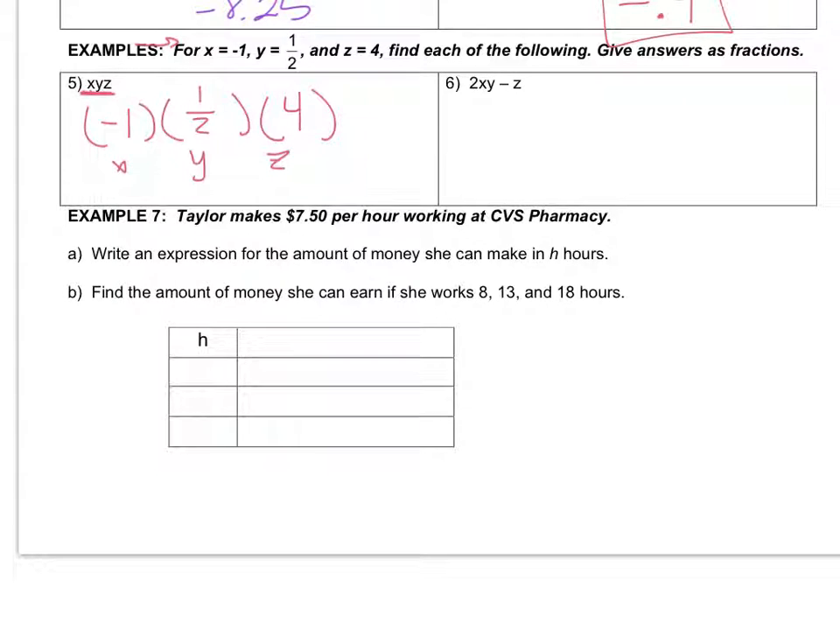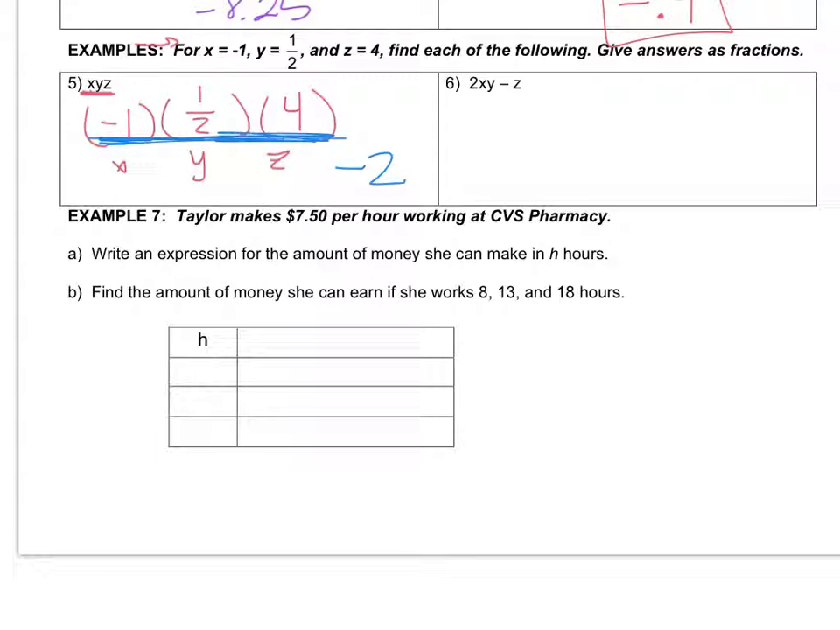Okay, now you can either do this in the calculator or you can also possibly do this in your head. You're just multiplying all 3 numbers. It doesn't matter which way you multiply. So if you multiply negative 1 times 1/2, that's going to be negative 1/2. And then when you multiply that by 4, you're going to get negative 2. And that will be your answer.